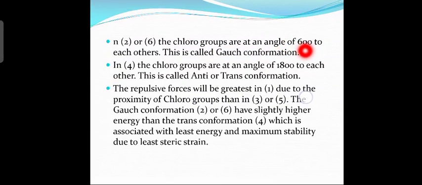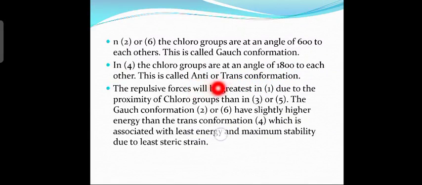Chloro groups are at an angle of 60 degrees, it is not 600, 60 degrees to each other. This you have also seen. This is called gauche conformation. What is gauche conformation? In this case, the two chlorine atoms are at an angle of 60 degrees, so that is called by a special name, gauche conformation. Then what about the fourth one? In the fourth, the chlorine atoms are at an angle of 180 degrees to each other.